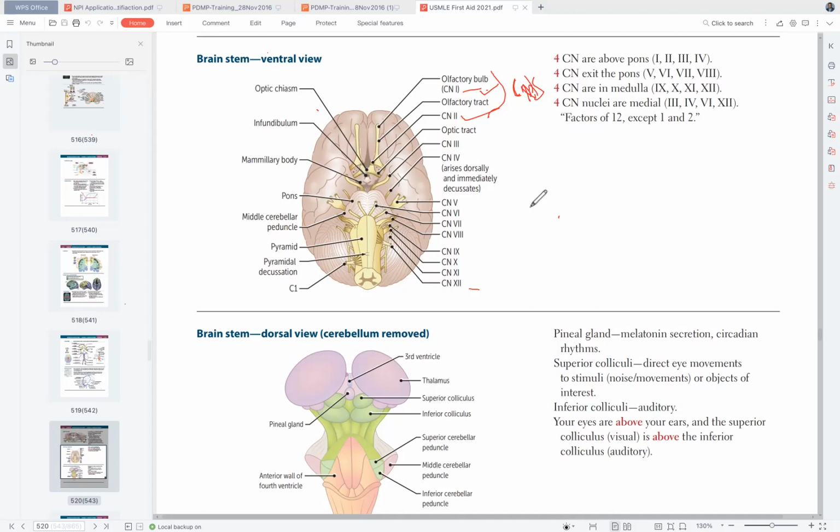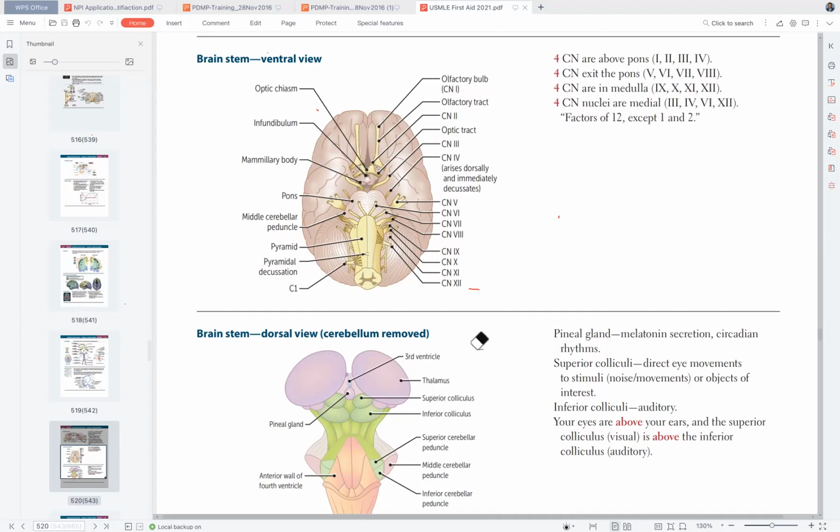We'll look at that, like the pupillary light reflex. I think that's a topic. Pupillary light reflex, we'll look at that, where we'll talk about the internuclear ophthalmoplegia and all that. So let's reserve that for now.